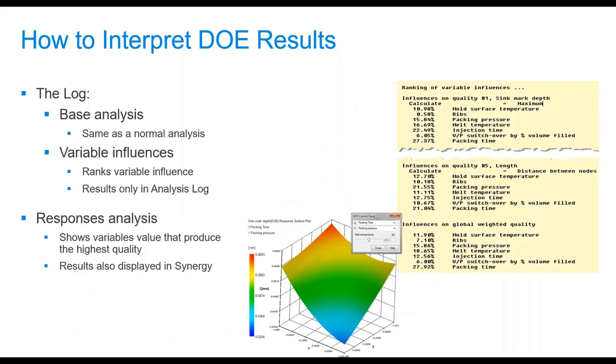So this is a high level of the type of information. And again, I will dive much deeper into what this means. But after you've run a DOE, there's a couple places that you tend to get the information. The log, which gives you the variable influences and variable responses information. And then you can also get the actual visual results that we're more accustomed to. So response surface plots, for example.